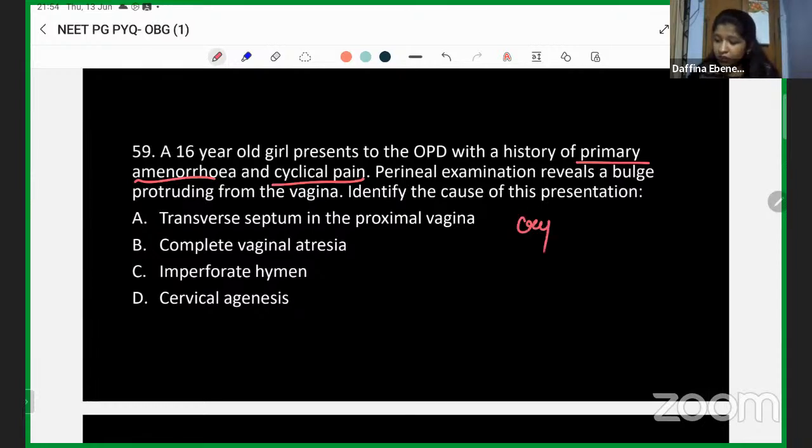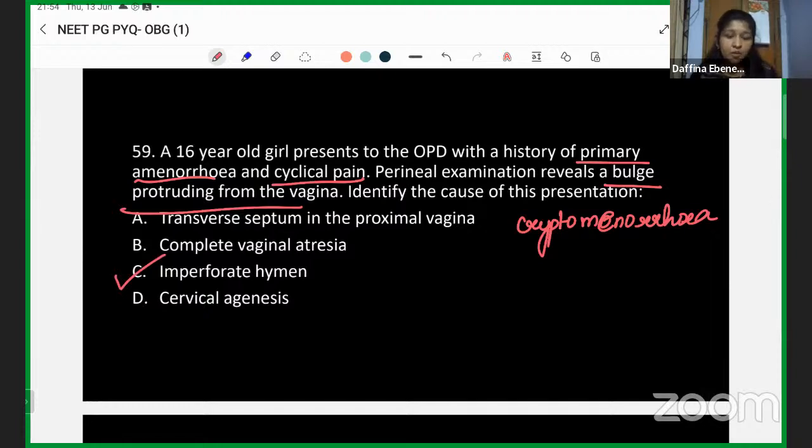Now we want to know what is the reason for this cryptomenorrhea. They've done an examination which is showing a bulge protruding from the vagina. So which indicates it is imperforate hymen. The answer will be imperforate hymen. Another cause for this cryptomenorrhea is a transverse septum in the proximal vagina. But the thing is, it's not going to protrude as a bluish bulge from the vagina. It will be seen as a transverse membrane that is closing the vagina. It will not be seen as a bulge.